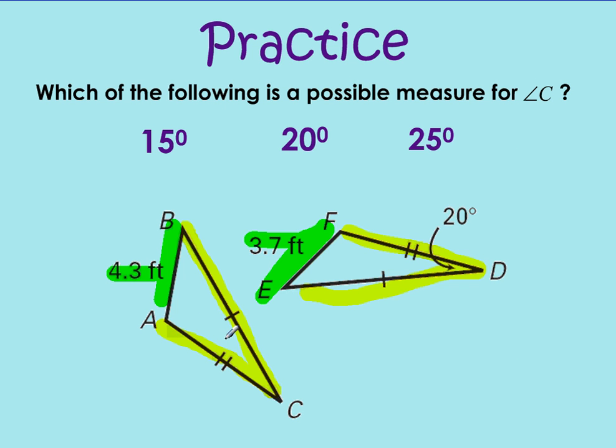Looking at this, I can see that we have two pairs of congruent sides, and since this is the bigger measure and this is the smaller measure, then this needs to be the bigger angle in comparison to this one. So once again, since these segments are not congruent, I can't say that the angle is going to be 20. I know that it has to be bigger than 20 degrees, so my only option here is 25, and that rules out 15. That is essentially what the hinge theorem is about, comparing different angle measures and side measures.